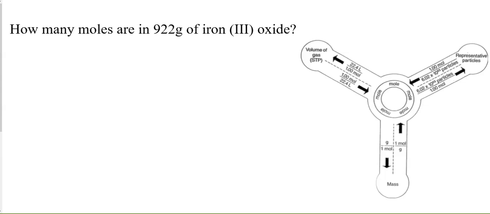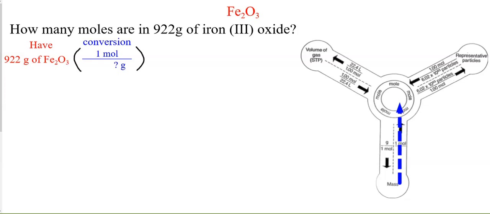So we are looking for the number of moles. This time we are going to the center again, but we're going to start from the mass. So that means we need to go up to the center. We have a conversion factor where we have 1 mole over a certain number of grams. We just don't know what that is yet.